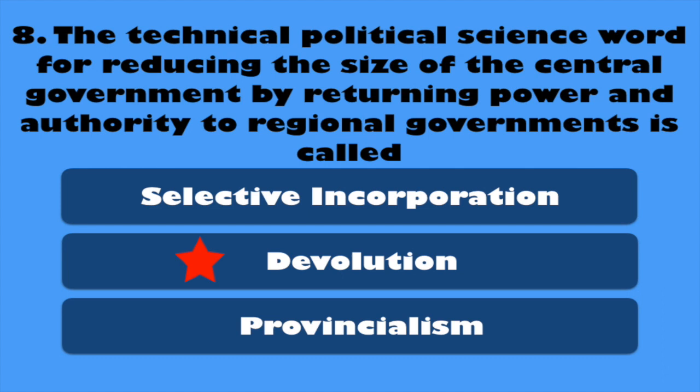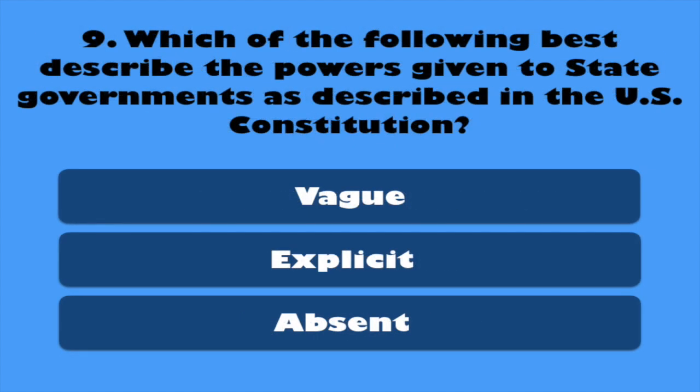Question number 9. Which of the following best describes the powers given to state governments, as described in the U.S. Constitution? Vague, explicit, absent. Well, the reserved powers are states' rights guaranteed in the 10th Amendment. It's actually quite vague. No specifics are mentioned. Maybe that's one reason why it's so difficult to know what states' rights actually are and what we're reserving.